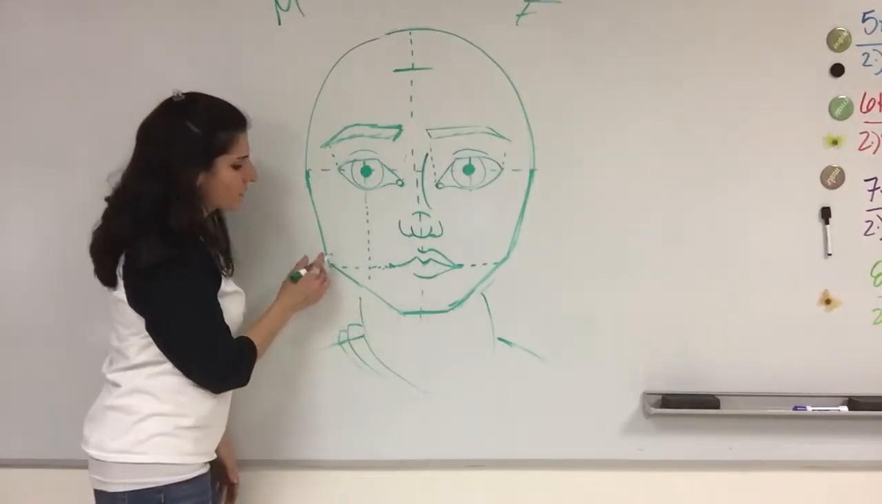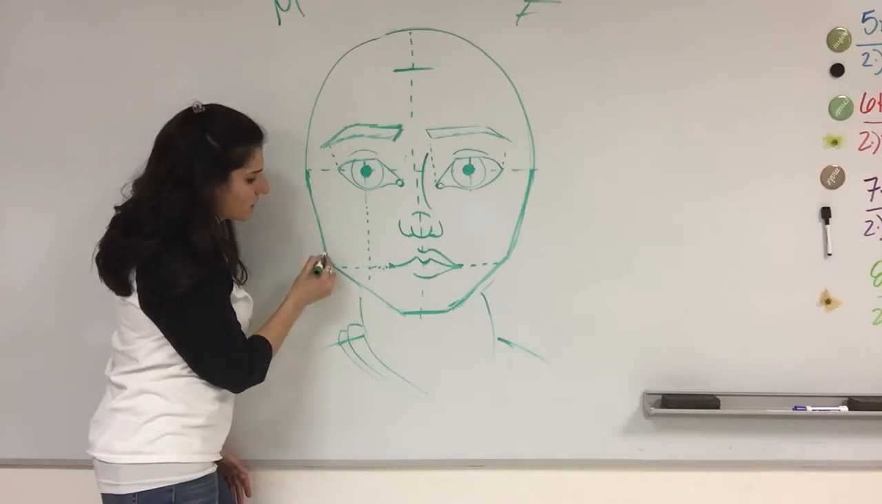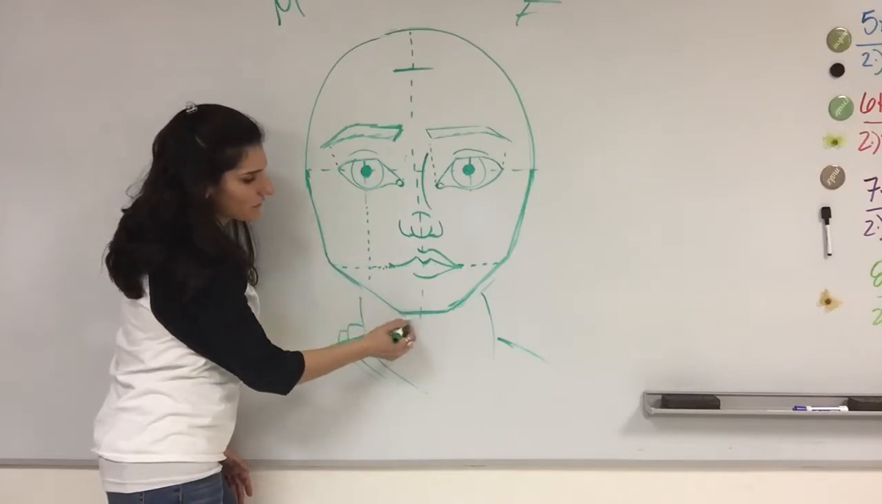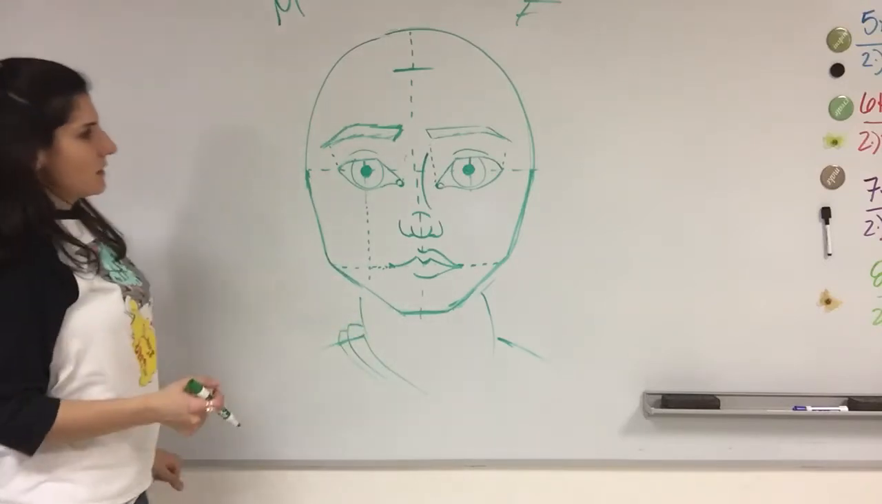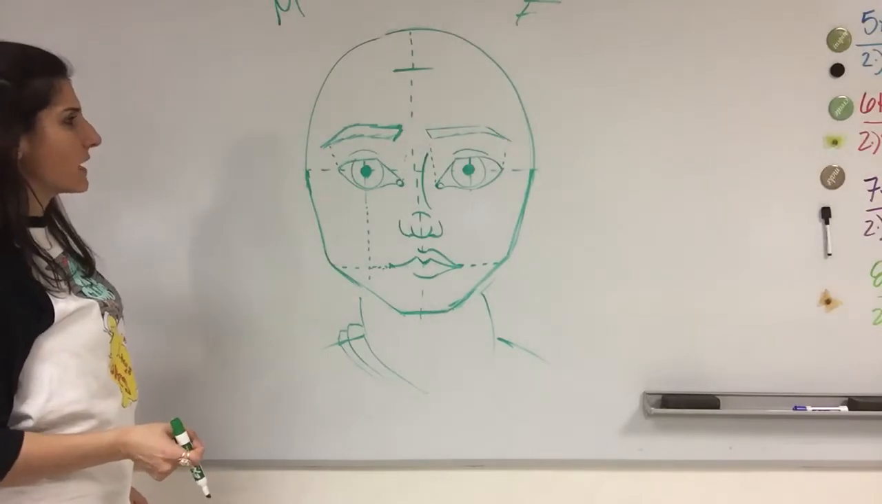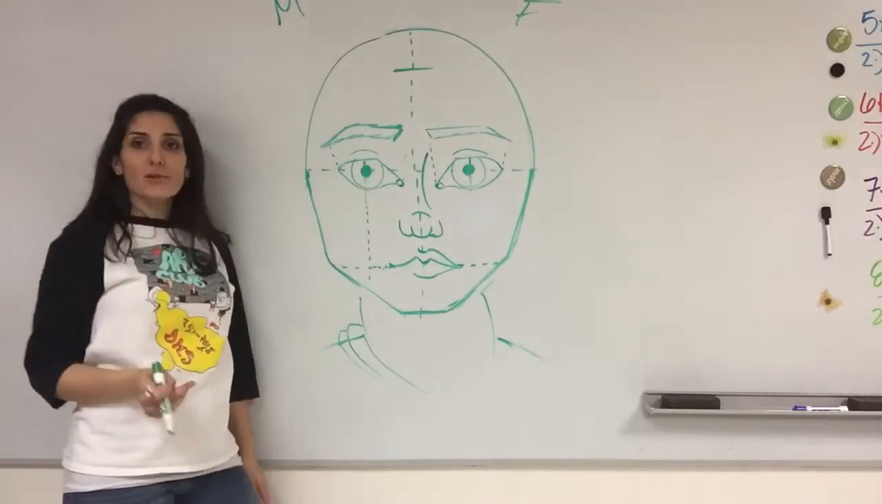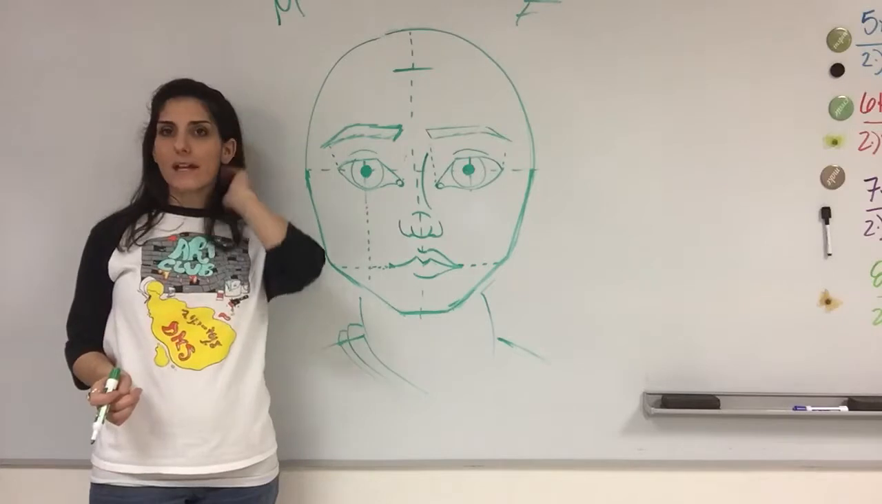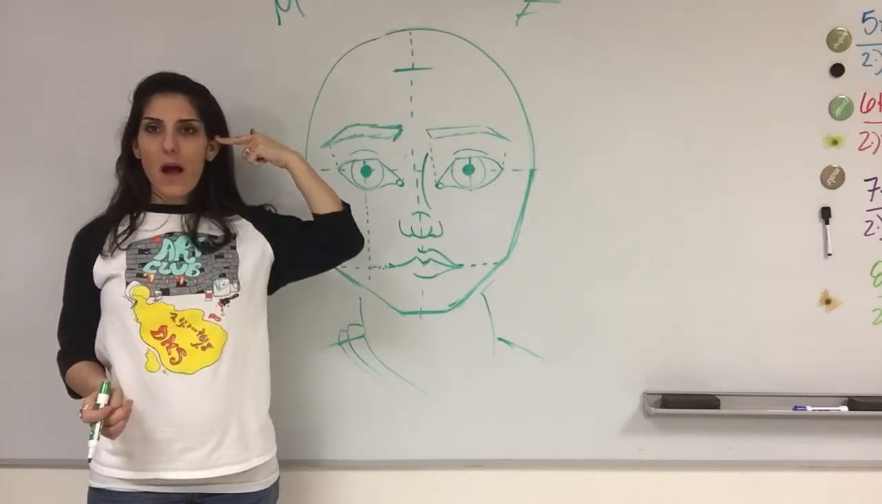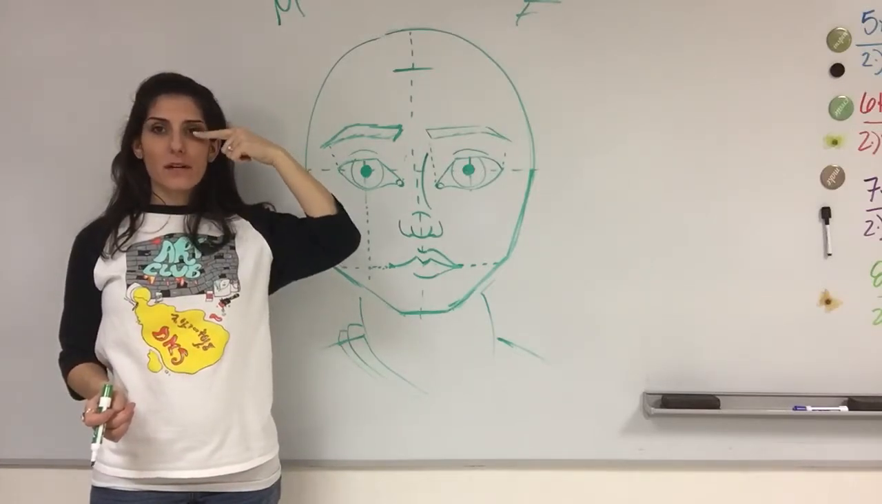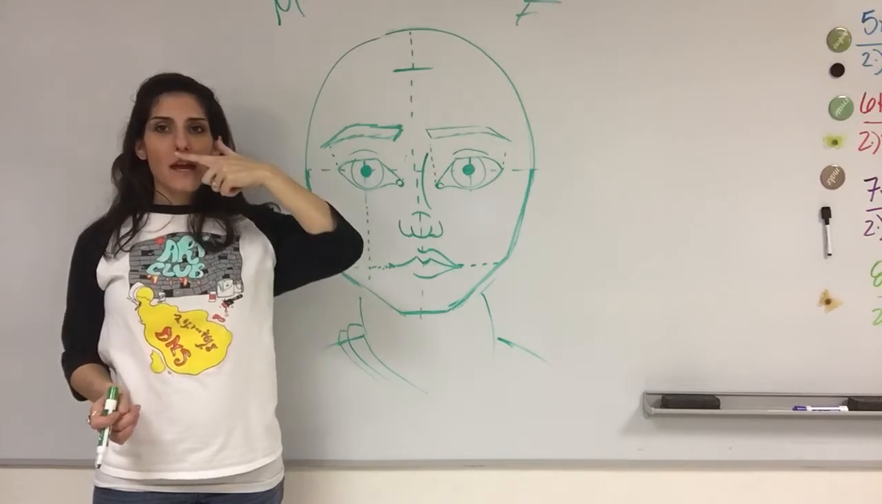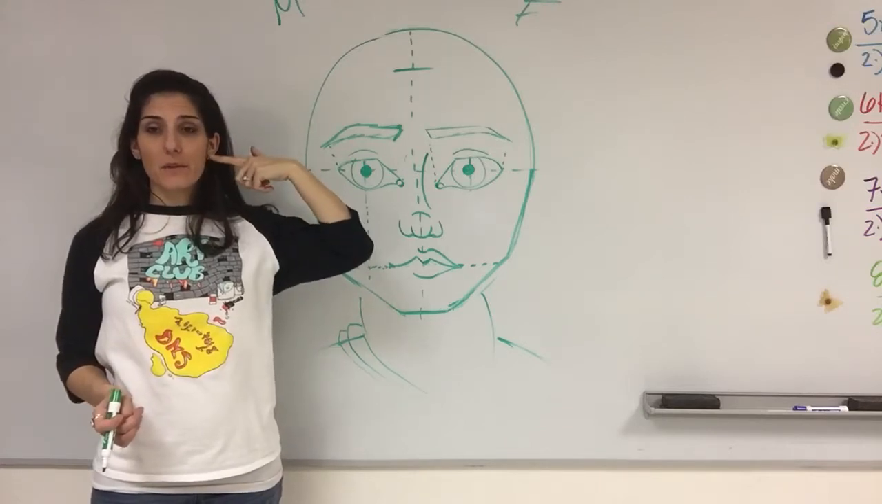If you want to round up these corners even, you could smooth those up to make it look a little more rounded. So that's basically the shape of the face. Now we're going to draw in the ears. Your ears should line up from the center of your eye to the top of your ear, and then your nose should line up to the bottom of your ear.